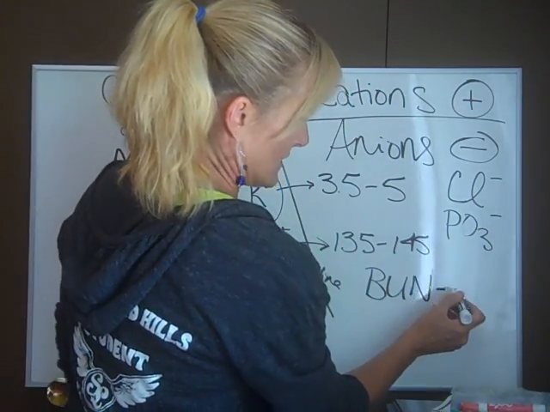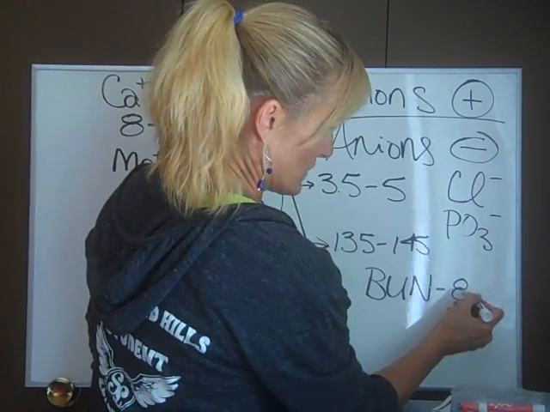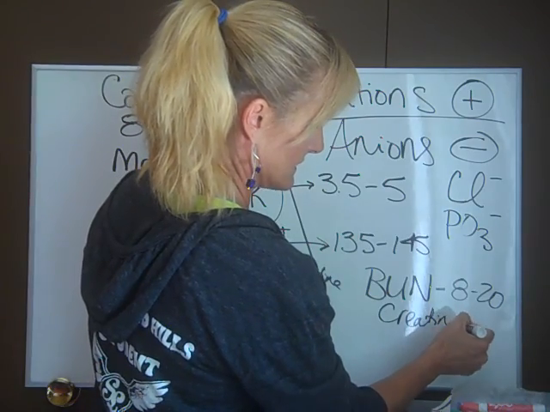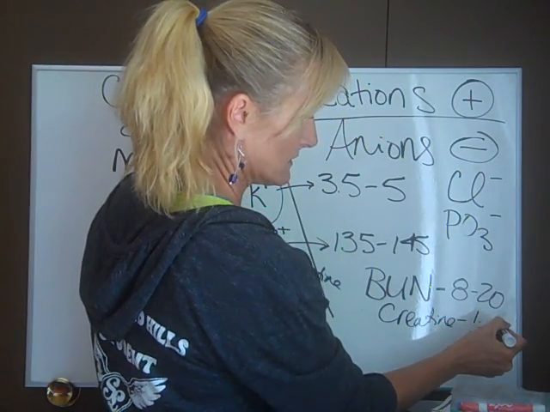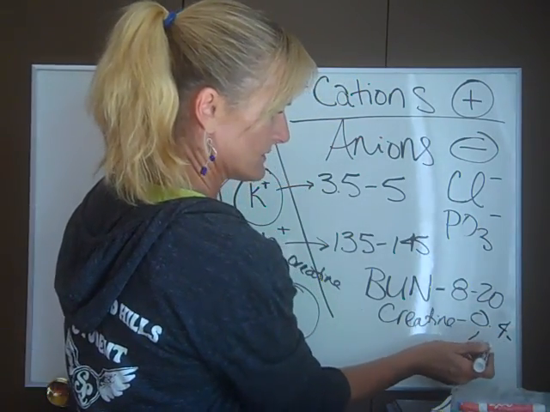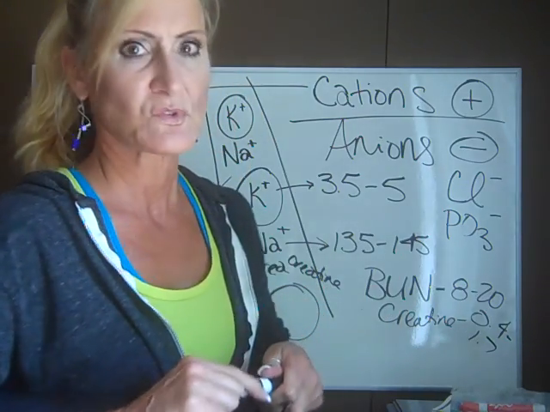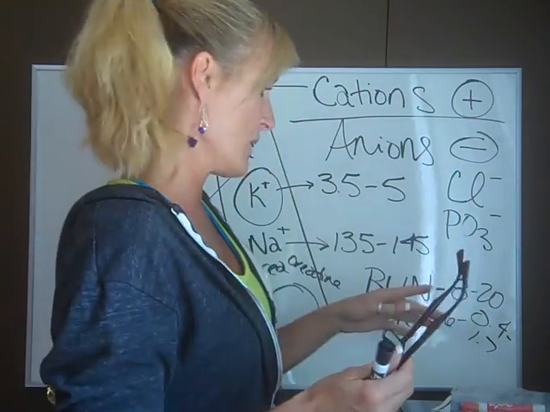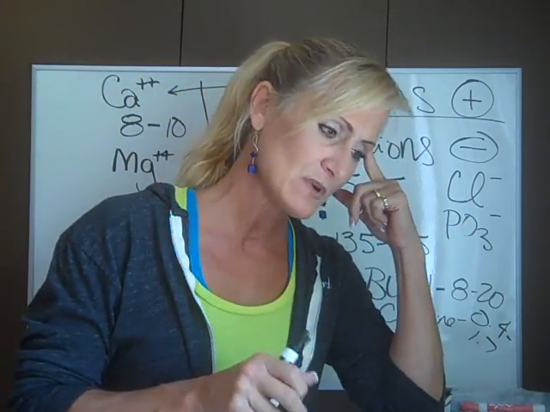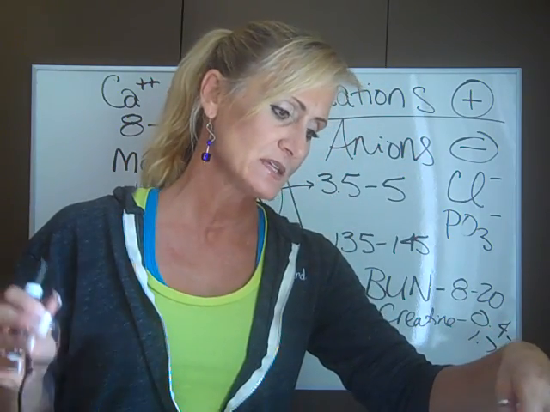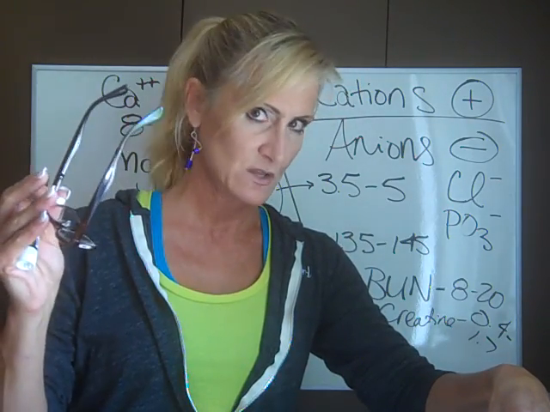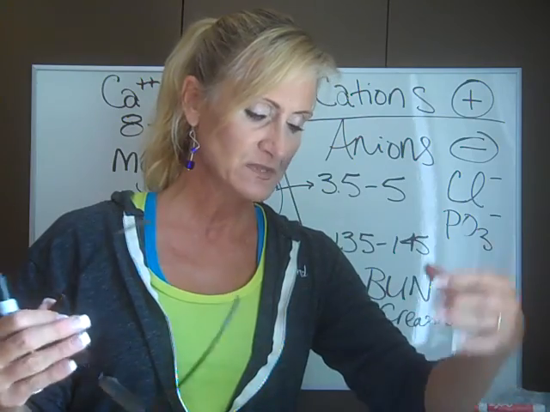Normal BUN is 8 to 20. Normal creatinine is low, like 0.4 to 1.7 or something like that, or 1.6. Those are low. Creatinine is actually a better indicator of how well the kidneys are functioning. But do you see down here at the bottom of this first column where it says that potassium and sodium levels can either be up or low, and that could be an indication of volume status?